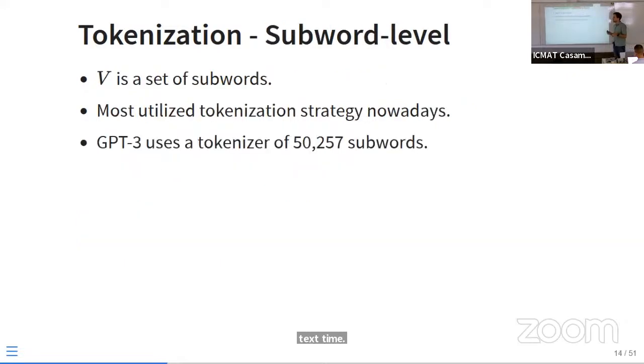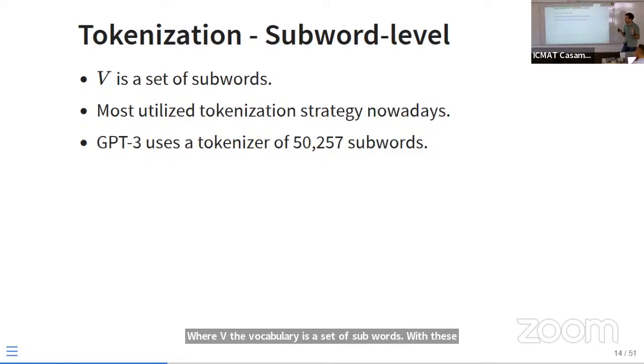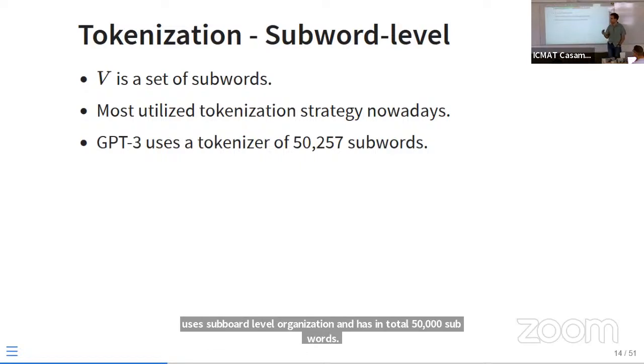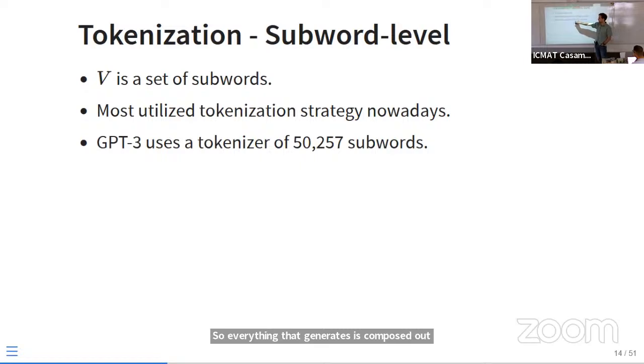What is done nowadays is something in the middle. It's what is called subword level tokenization, where V, the vocabulary, is a set of subwords. They could be short words, could be 3 letters, something like that. It is the most utilized nowadays, and for instance, GPT-3 uses subword level tokenization and has in total 50,000 subwords. So everything that it generates is composed out of 50,000 subwords.